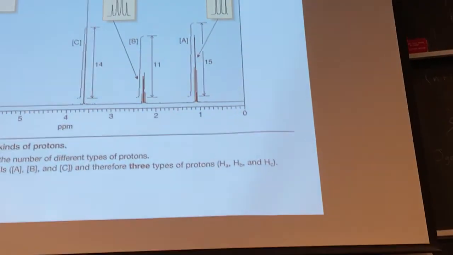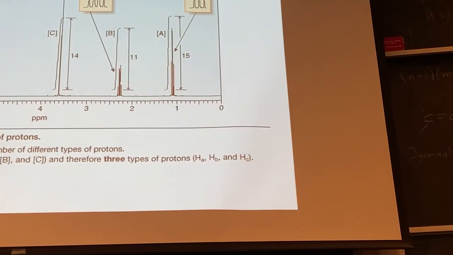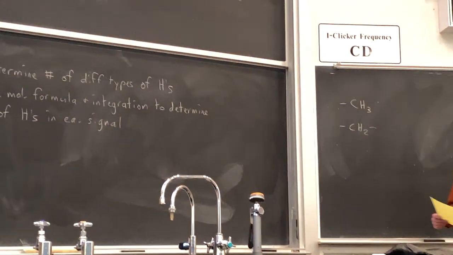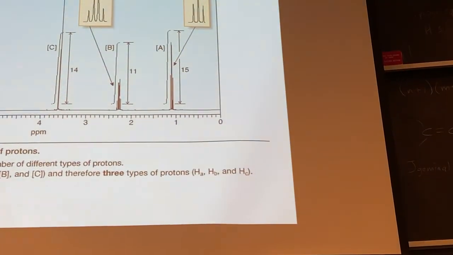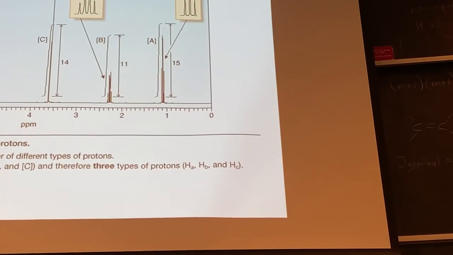For B, we divide 11 by 5. That's pretty close to 2. That tells us we have a CH2. Sorry, I broke the chalk. Okay. And then we look at A, 15 divided by 5, that gives us 3. That tells us we have another CH3.